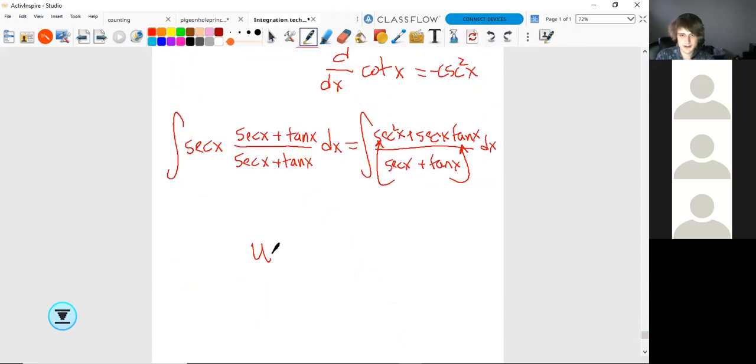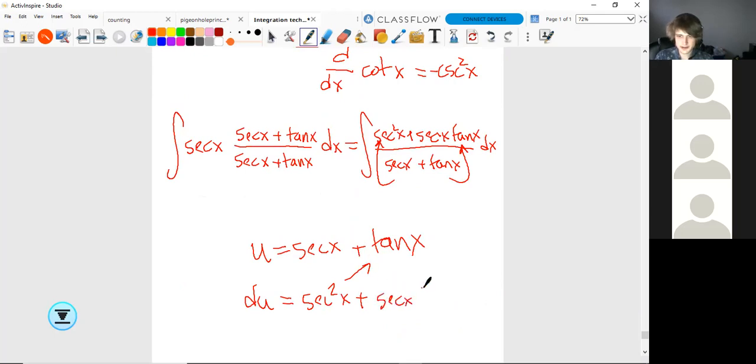So if we set u equal to secant x plus tan x, and du becomes secant squared of x, but sorry, it should be the other way around, plus secant x tan x. So then this integral becomes du over u. So we get the natural log of the absolute value of secant of x plus tan of x.